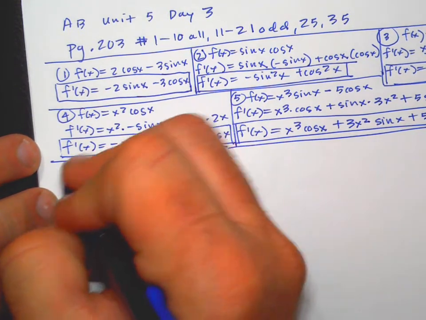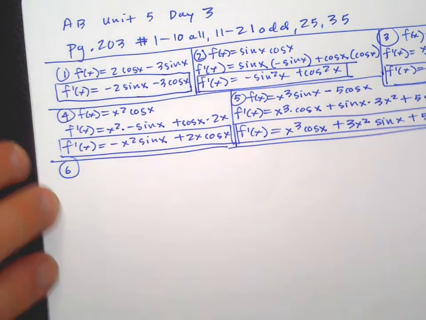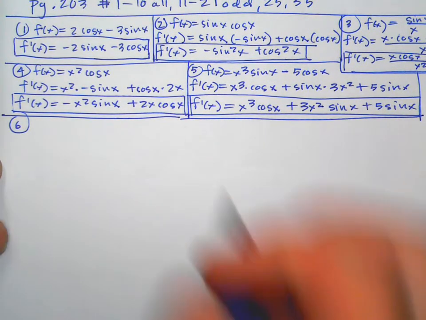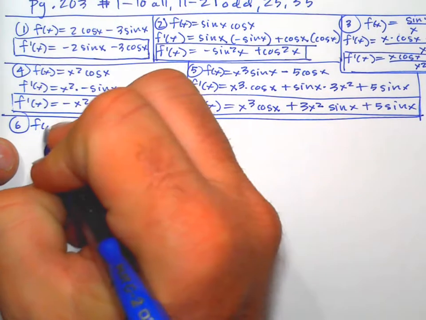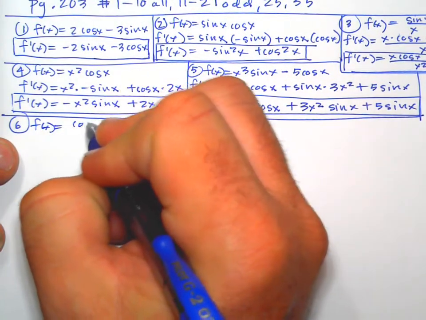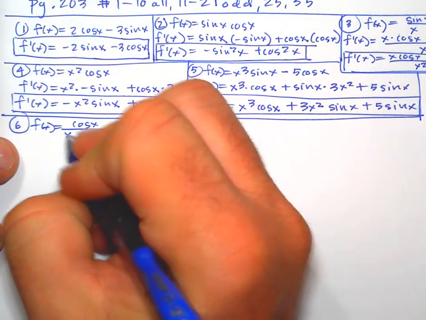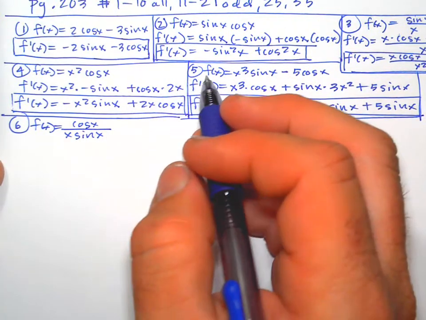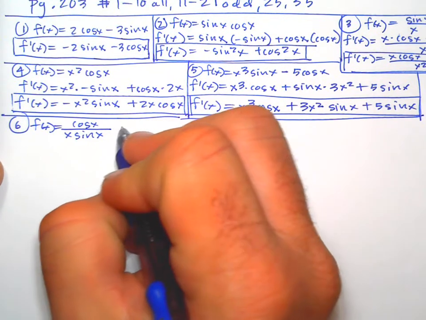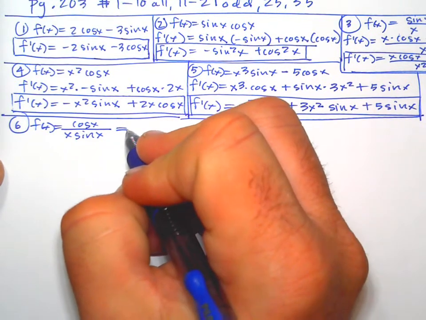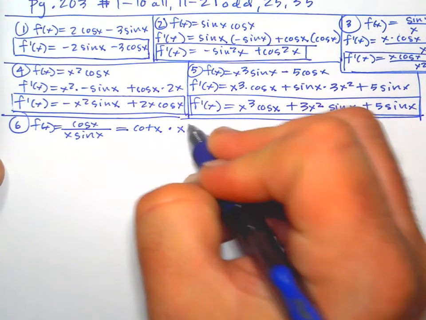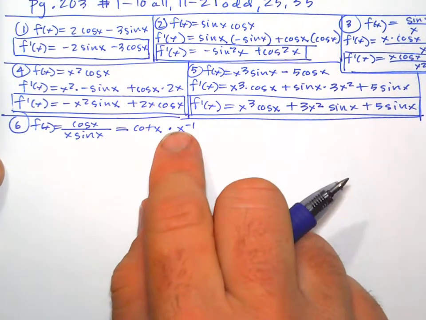Okay, number 6. F of x equals cosine x over x sine x. So there's some different ways. Now this is one where you could get creative. You could say cosine over sine is cotangent, and x in the bottom is the same as x to the negative 1, so you could do product rule with that. It's up to you.